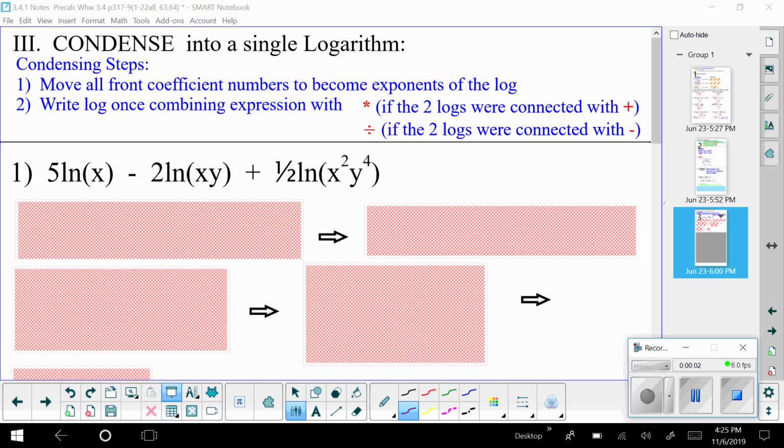Okay, so continuing on with Precalc section 3.4, Roman numeral 3. Now we're going to condense into a single logarithm. So we're going to smash everything back down. We're going to make it small. So the condensing steps are just the reverse of the expand.